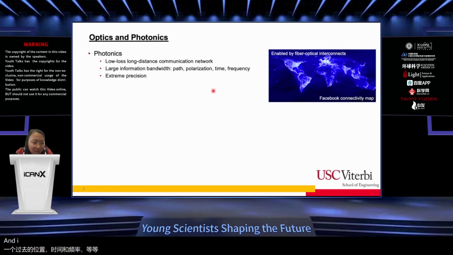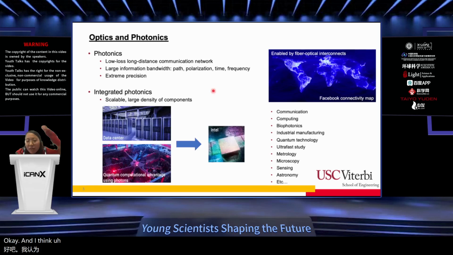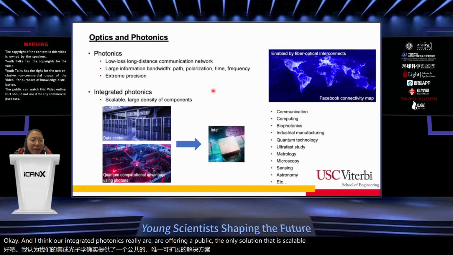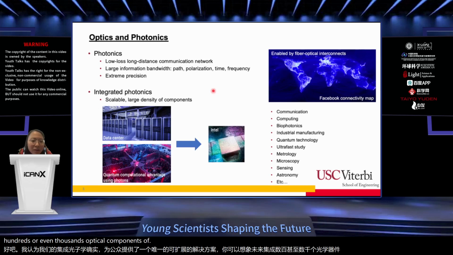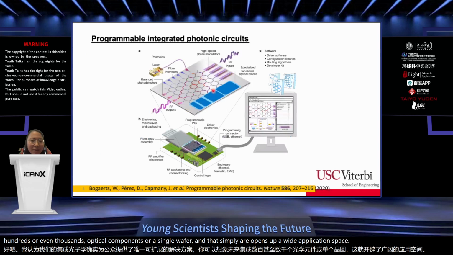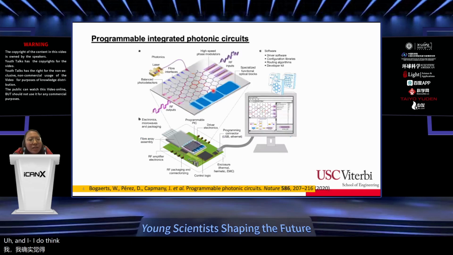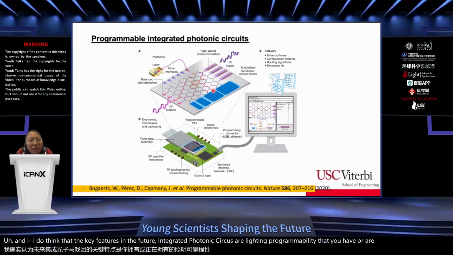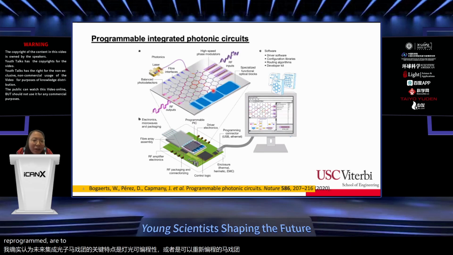And I think integrated photonics is really offering probably the only scalable solution, where you can imagine the future integrating hundreds or even thousands of optical components on a single wafer, and that simply opens up a wide application space. And I do think the key feature in future integrated photonic circuits lies in programmability, that you have circuits that can be reprogrammed for different applications. And there are multiple challenges to solve to achieve this.